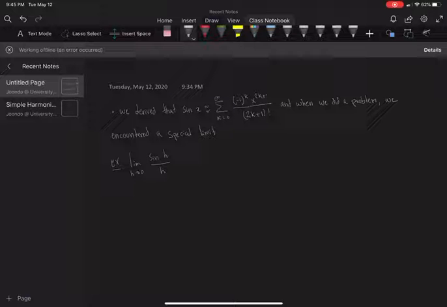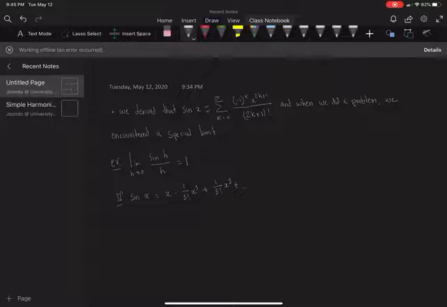And we said this was equal to 1. I'm going to prove this using Taylor series. All right. So if sine x is equal to x minus 1 over 3 factorial x cubed plus 1 over 5 factorial x to the 5th, and so on, right?